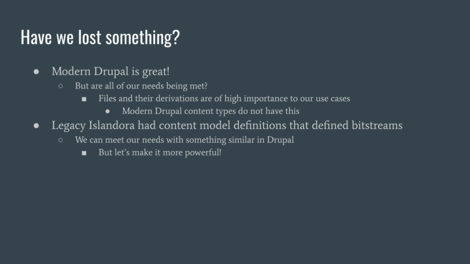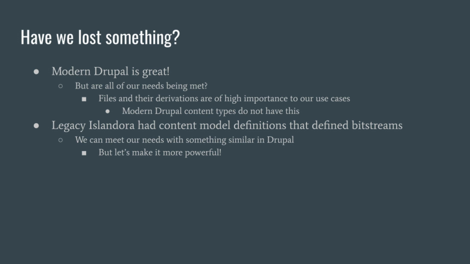The shift to modern Drupal has been pretty great, but maybe we have lost something as we've made that shift. Not sure that all of our needs are being met with the current architecture in the system. One of the things Drupal hasn't really addressed in its framework very robustly is files and any derivatives of those. But it's super important to our use cases. Legacy Islandora had this in spades with the content model definitions, and we relied on that very heavily for a lot of features that were in Legacy Islandora.